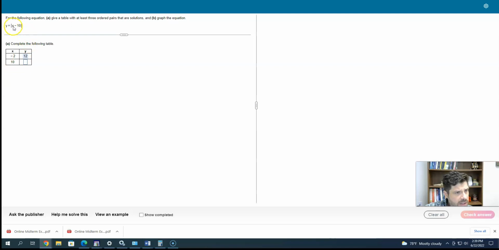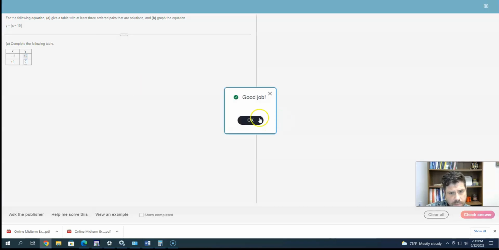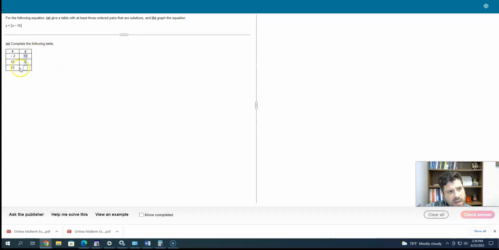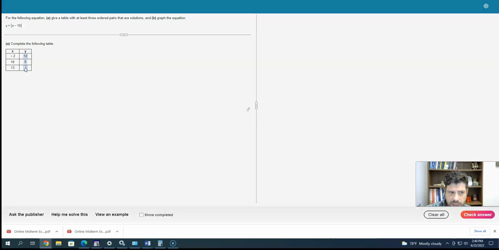Then we're going to plug in 10. 10 minus 10 makes it 0. And the absolute value of 0 is 0. Next, we've got 13. So 13 minus 10 is 3. And the absolute value of 3 is 3.